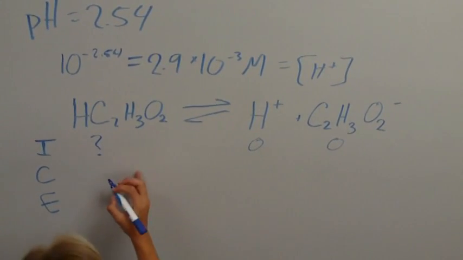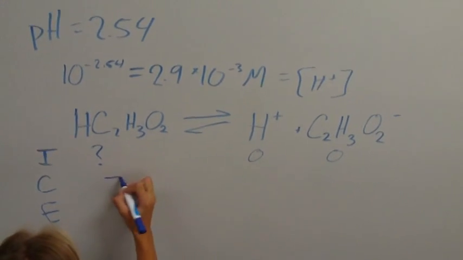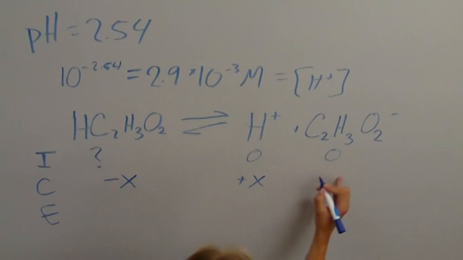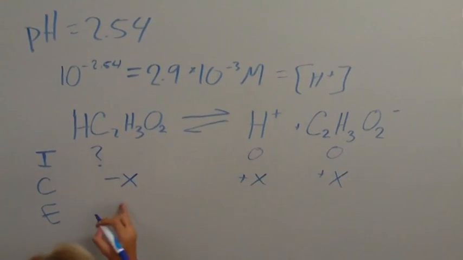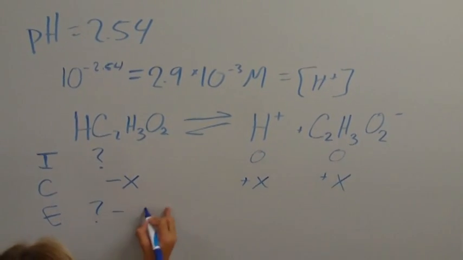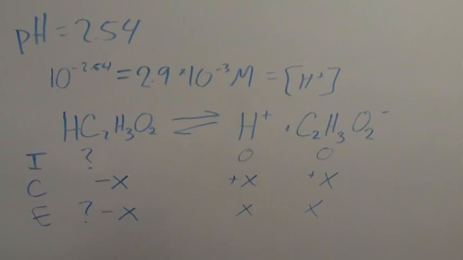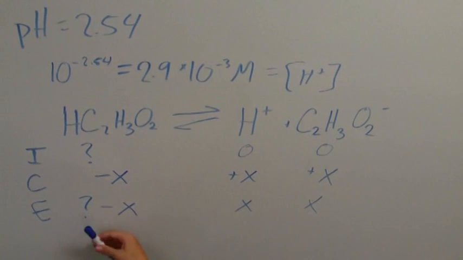And so we know that this is changing. We know it's getting smaller, so it's going to be minus x. And these are going to be getting bigger, so it's plus x. Down here we're going to have question mark minus x, and here we have x and x. So it's basically the same as the ice tables we usually do, but we just don't know what this is.